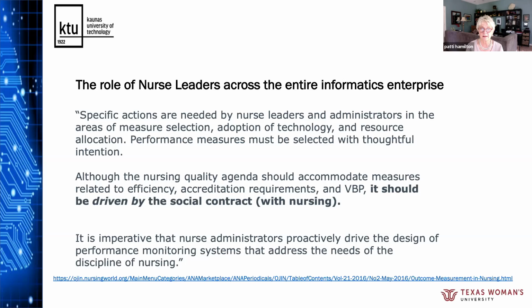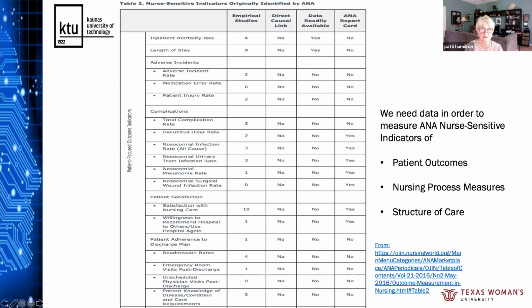But primarily, in that middle paragraph, the quality agenda should accommodate measures related to efficiency, accreditation and requirements, and value-based payment. But it should be driven by the social contract we have with nursing, because sometimes in our striving for efficiency, we are shortchanging our patients, we are cutting corners, we are missing care, we are not fulfilling our end of the social contract. So I urge you to read Dr. Jones's paper. It is outstanding.